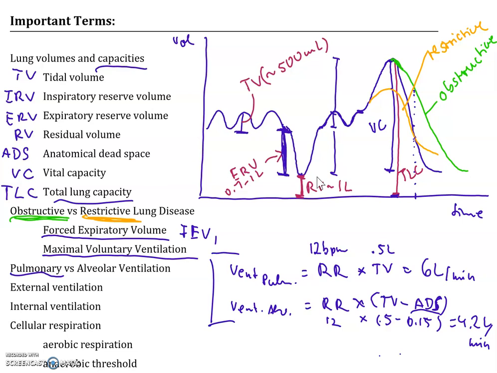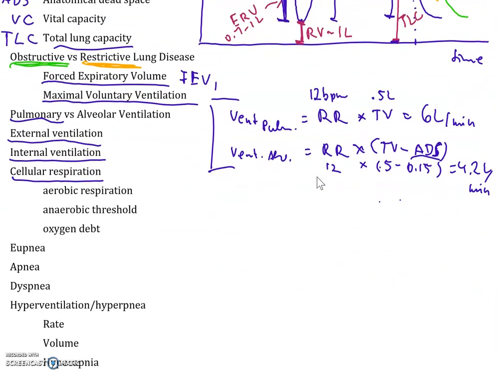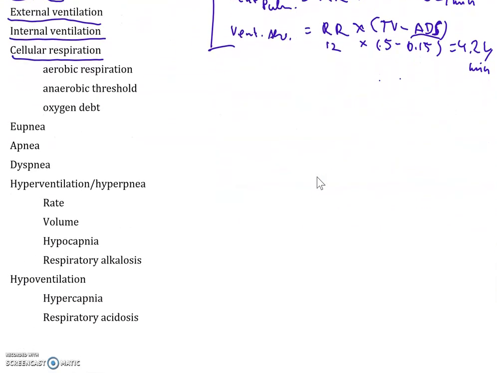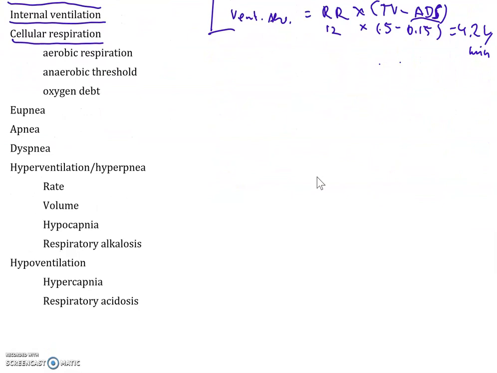A couple short things here. External ventilation is gas exchange in your lungs, and internal ventilation is the gas exchange in your tissues. Cellular respiration, we already covered that a long time ago, when we were still having class on site. Your cells want to do aerobic respiration simply because it is much more efficient than anaerobic respiration. It yields a lot more ATP, which your cells need a lot of.